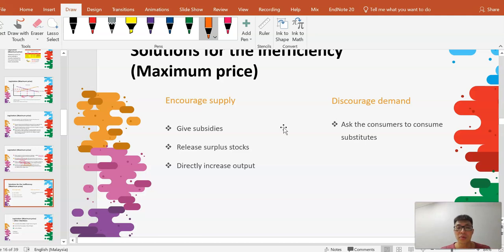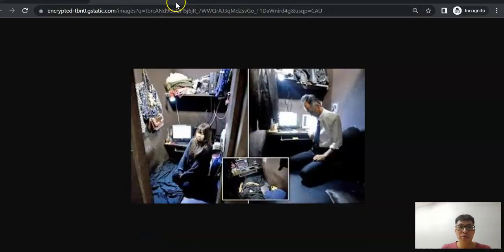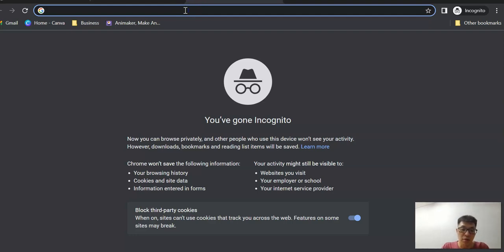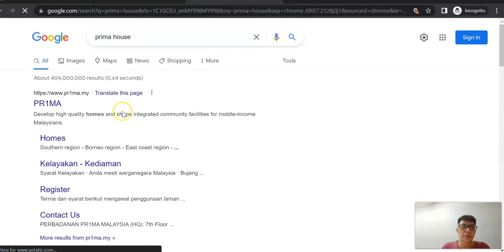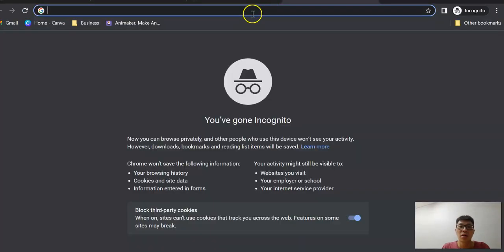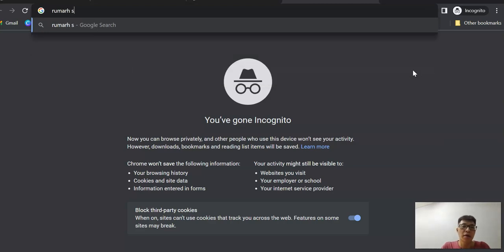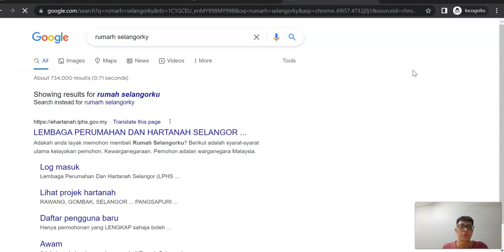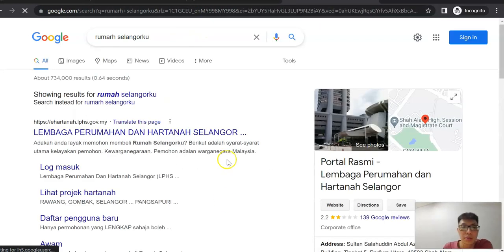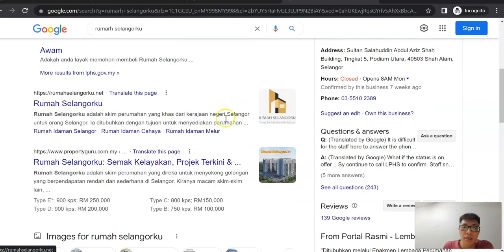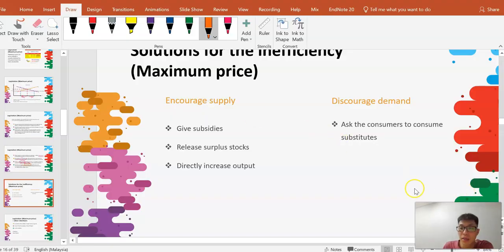The third thing that they can do is to directly increase output, right? Other than giving this land to the property developers, they also build their own, but they still ask the developer to help them build the PR1MA house in Malaysia, right? For normal commodities, they will have to build their own factories to manufacture. Or Rumah Selangorku, all these different housing for people. This one is for first-time home buyers, right? So there are many, many different ways to solve the inefficiency.